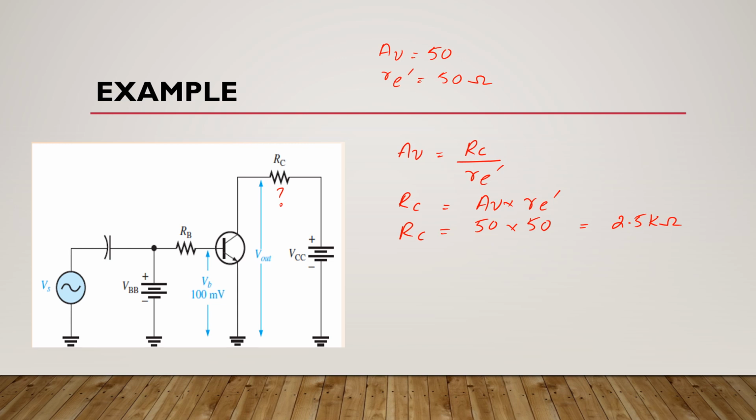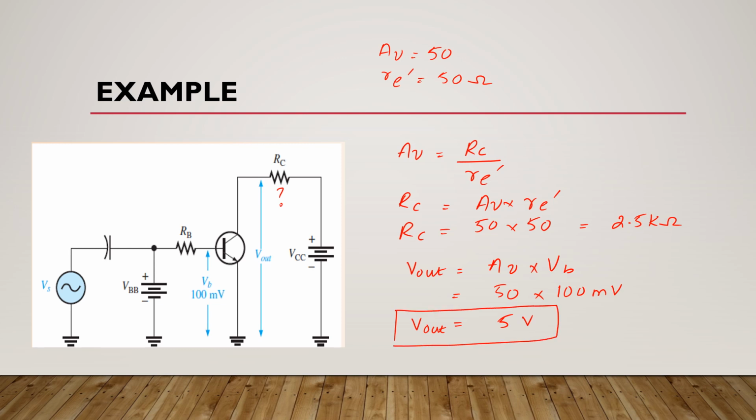Now what about output voltage? In this case, output voltage is equal to gain multiplied by input voltage. Here gain is 50 and input voltage is 100 millivolts. After solving this you will get 5 volts. So this is your AC output voltage in this case.